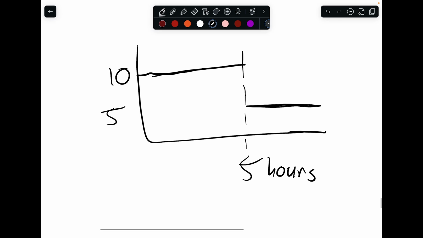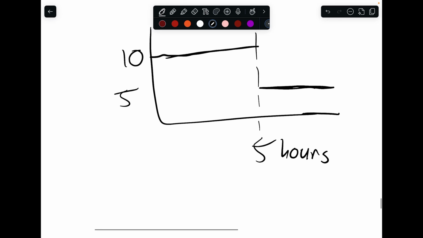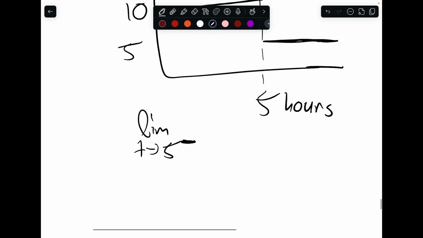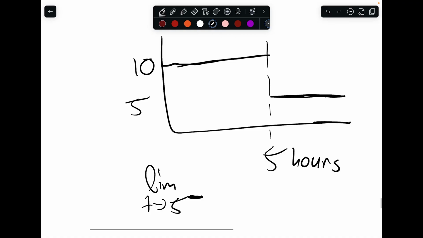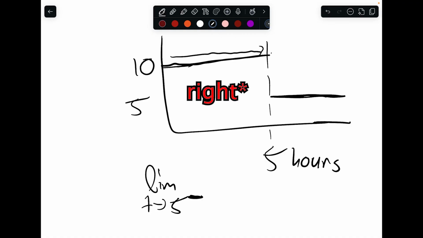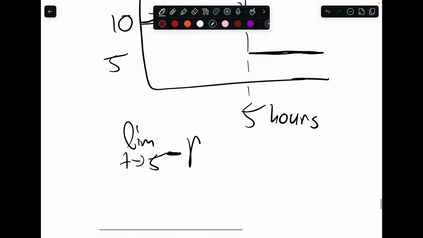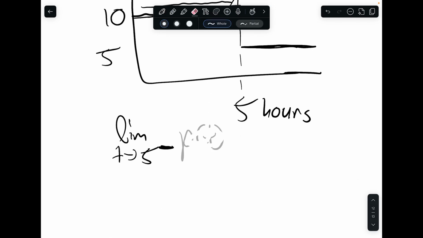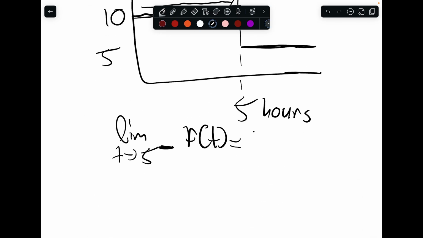Let's look at the left side of our function. We can represent the limit of this left side as the limit as t approaches 5 minus. This minus basically just means the left side of your function. Well, we see here it's going to be 10 because as we go more and more to the left, it stops at around 10 orders per hour, right? So you can say the limit of f of t as t approaches 5 minus is going to equal 10.